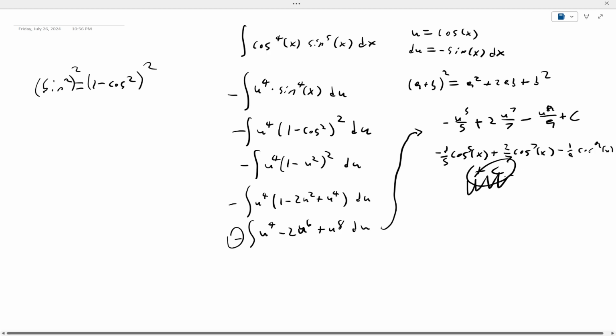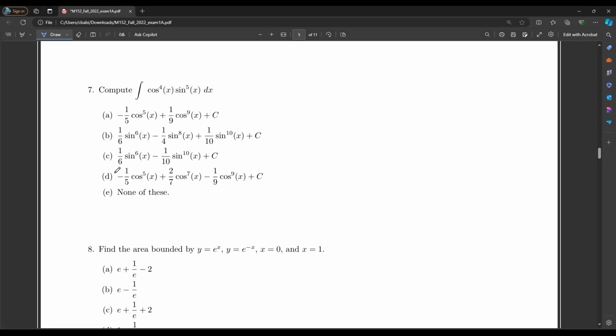So now let's check our answer choices. Negative 1/5 plus 2 over 7 minus 1 over 9 plus c seems to be D. So pretty simple. Just gotta remember your trig identity.